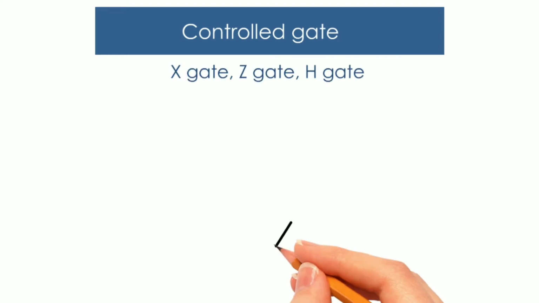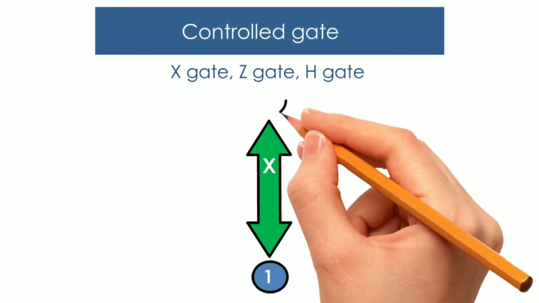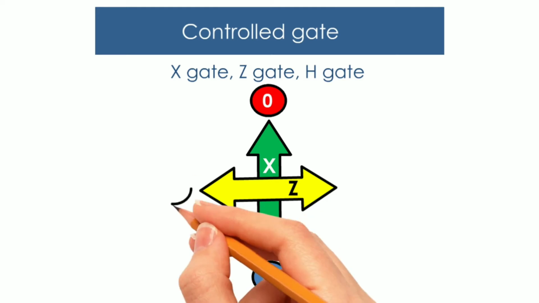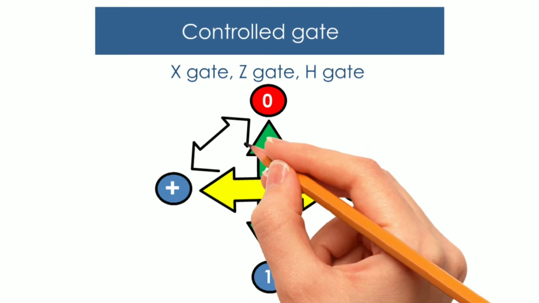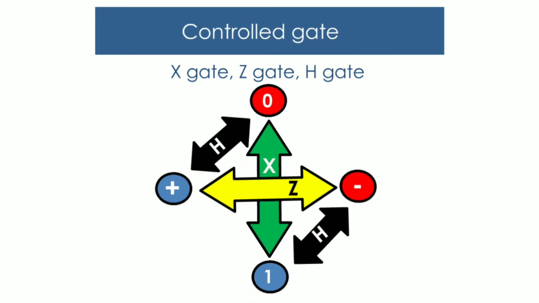Now let us talk a little bit about X gate, Z gate and H gate. The X gate turns 0 to 1 or 1 to 0, whereas the Z gate turns the negative to positive or the positive to negative, and the H gate changes 0 to positive or positive to 0 or negative to 1 or 1 to negative.